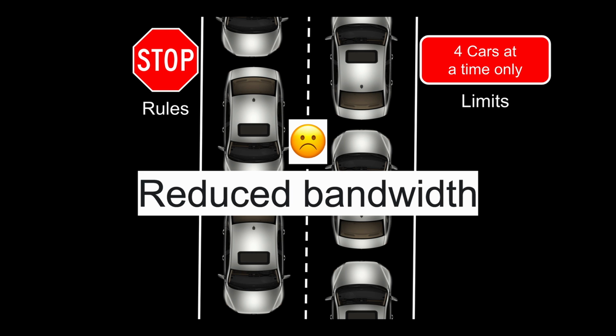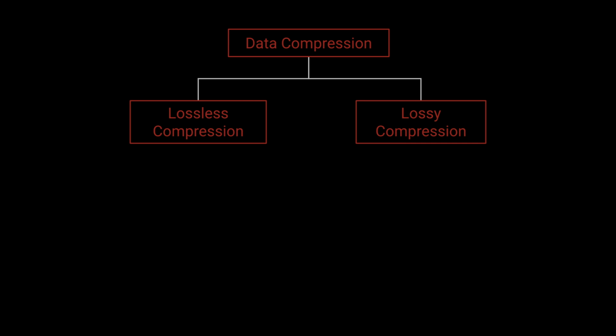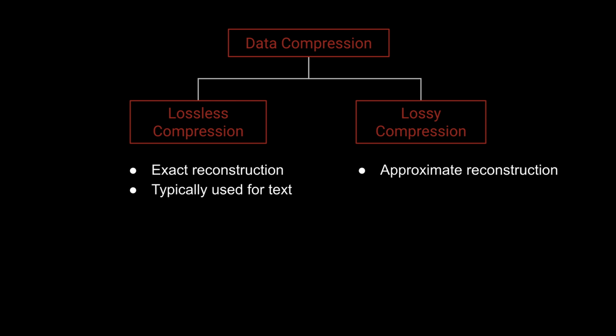To decrease the bandwidth used when sending data, compression is used. Data compression is condensing large files into much smaller ones by getting rid of data that isn't needed. There are two types of data compression: lossless compression and lossy compression. Lossless algorithms are those that can reconstruct the original message exactly from the compressed message, while lossy compression can only reconstruct an approximation of it. Lossless compression is typically used for text and lossy compression for images and sound, where a little bit of loss in resolution is acceptable.